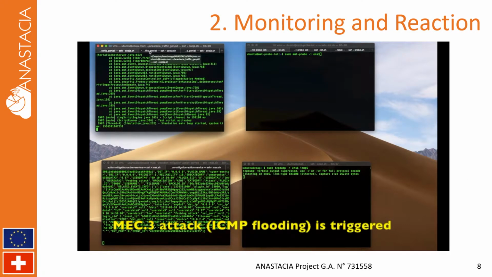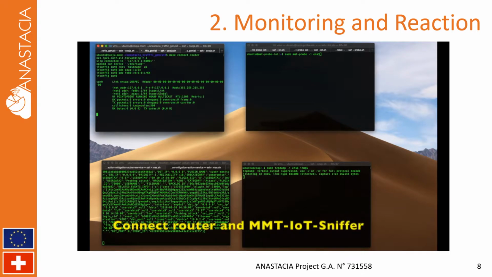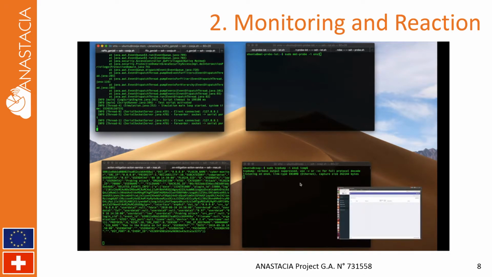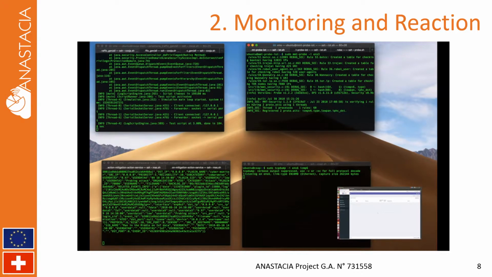In our example, we have just started the MEC.3 attack, the ICMP flooding. So the next step will be to connect the router and the MMT IoT sniffer inside the IoT network. Moreover, we need to start the MMT probe that will analyze the extracted traffic from the sniffer. We also see the interface from the security orchestrator.